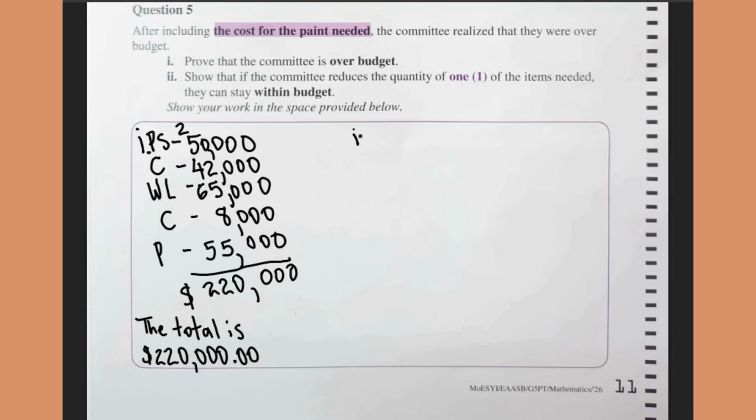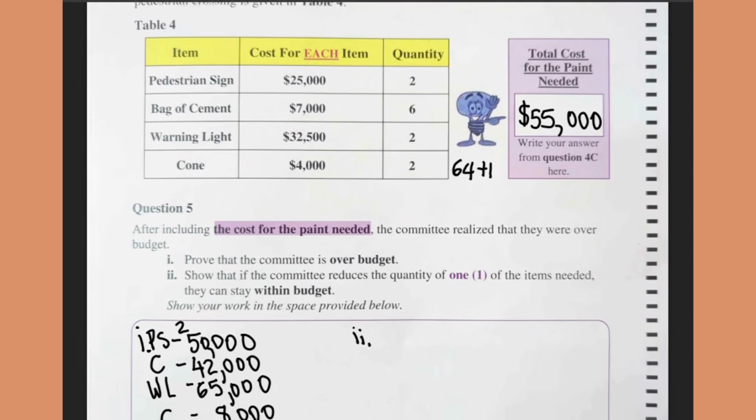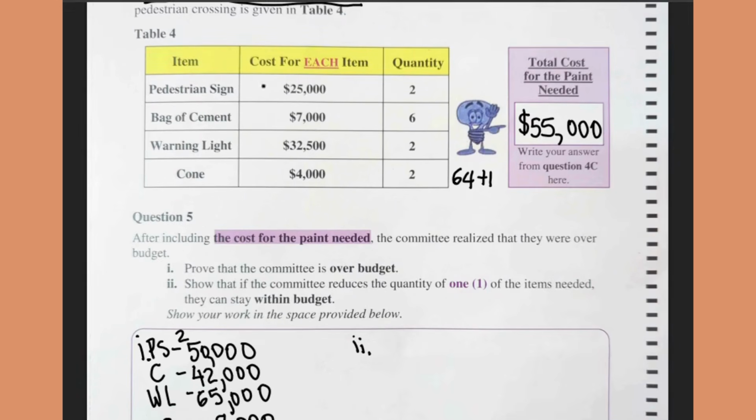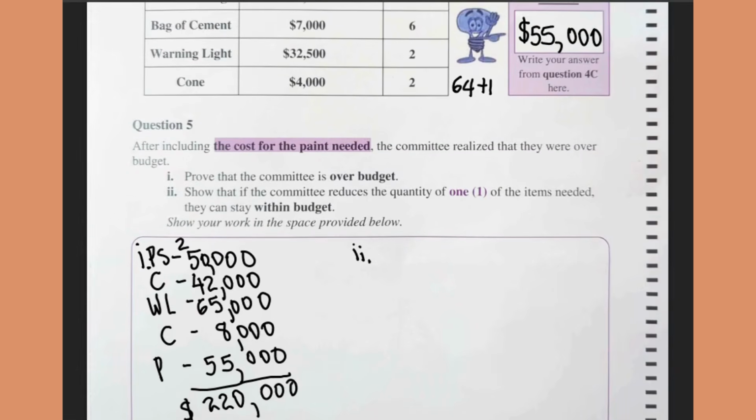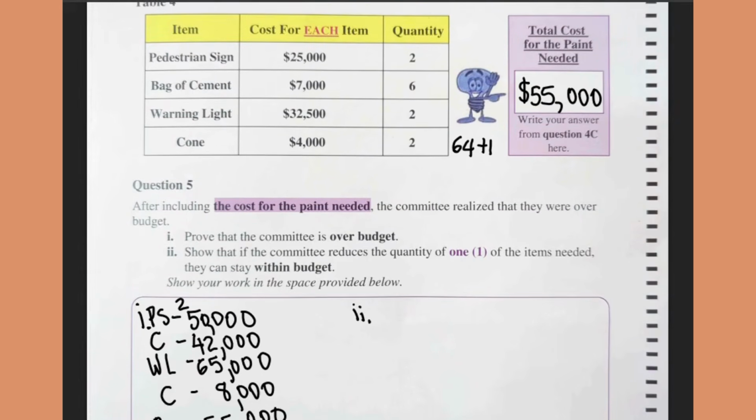Now let us answer part 2. Show that if the committee reduces the quantity of one of the items needed, they can stay within the budget. Okay, so what can we take off? So the cement, all of these items are important, but we have pedestrian sign. We have 2 of them. We can take off one of those because we only need one of the pedestrian signs. So we're going to take off one of those.